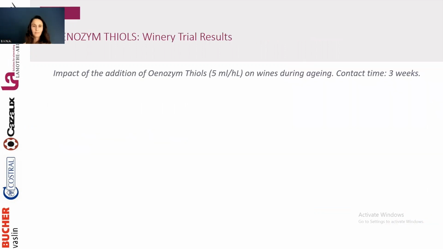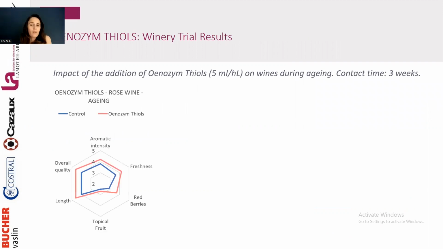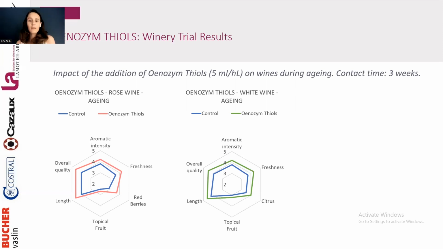That's pretty much it. I want to show you some results anyway that we got in wineries at 5 milligrams per hectoliter. When we do it in a rosé wine, you see the thiol is the pink line, the control is blue. We're increasing the freshness, the red berry and the tropical aromas, but also the length of the wine. So more aromas, longer on the palate, with better overall quality. In white wine, the Enzyme Thiols is the green line here. Pretty much the same profile. Here we are having more impact on the citrus and tropical fruit, because the wine had more precursors of citrus and tropical fruit.